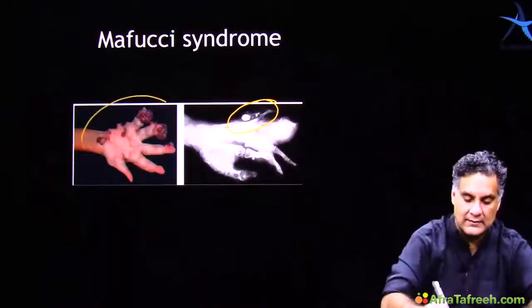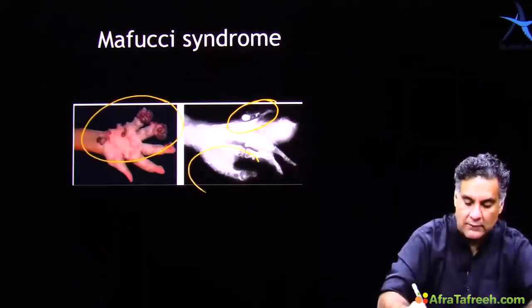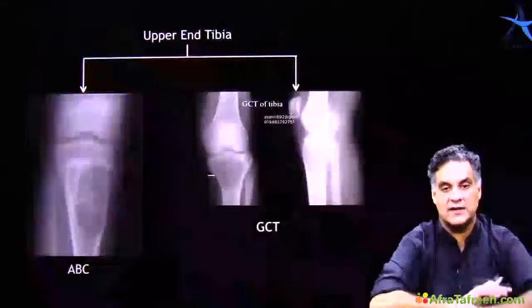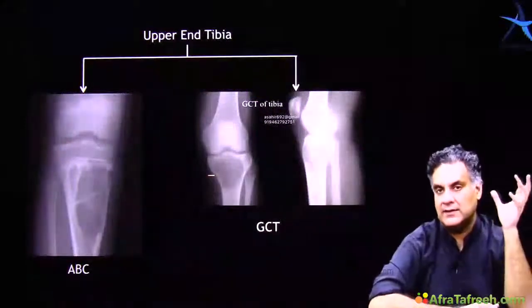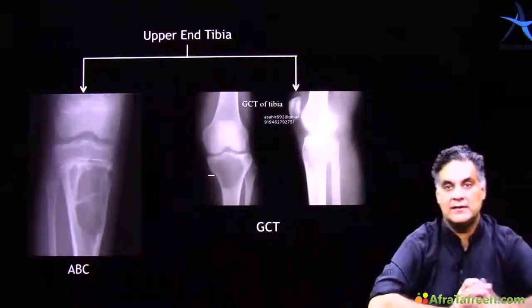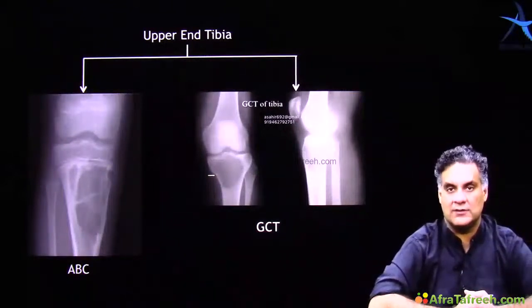So these are the 3 components. You have the phleboliths, you have the hemangiomas, and you have the enchondromas. All 3 can be featured here. And then coming to the tumor which is the ruler of the MCQ world, the giant cell tumor. That's the only tumor which can go to the joint.